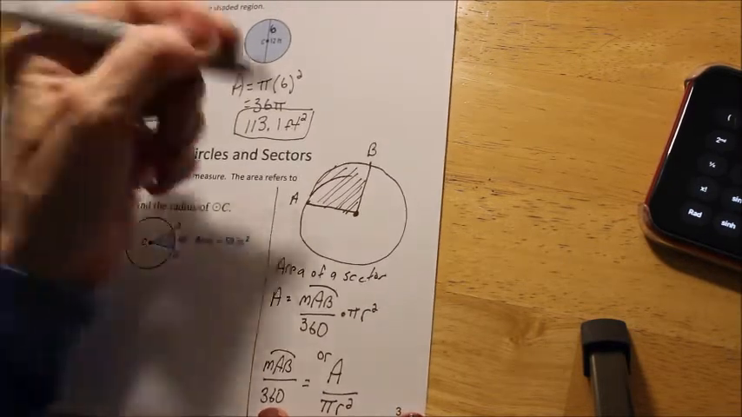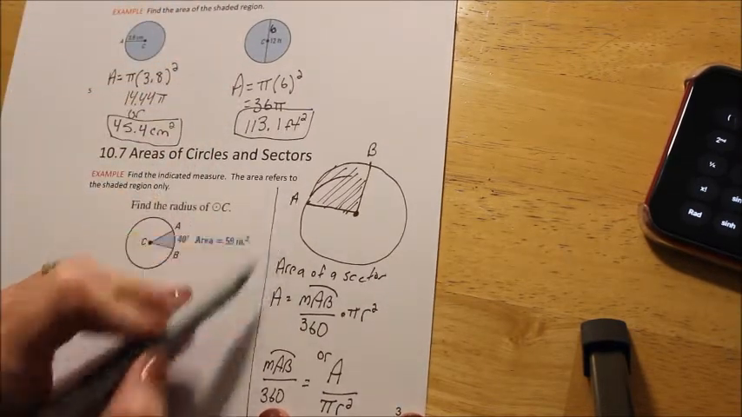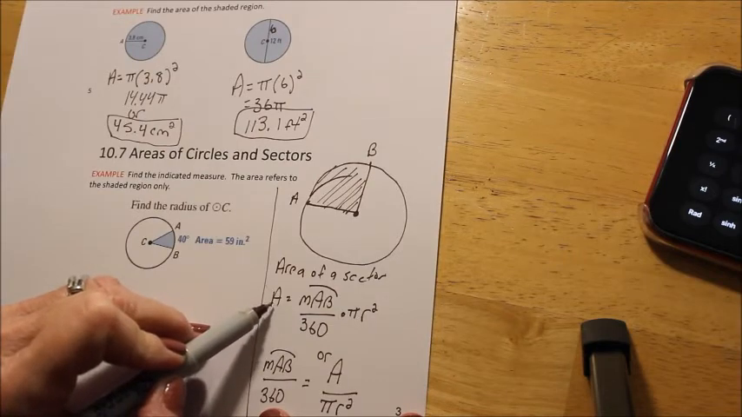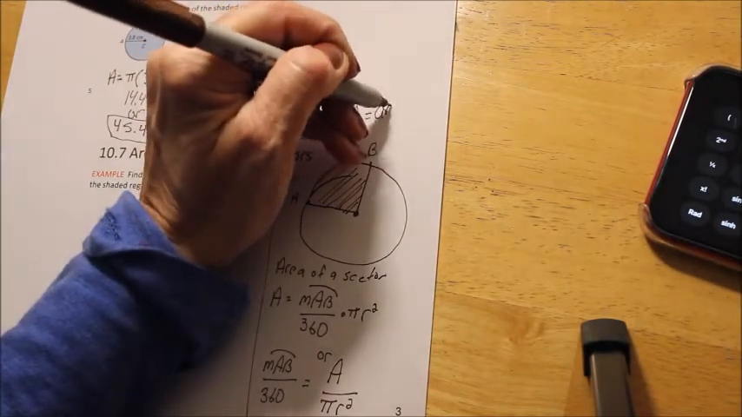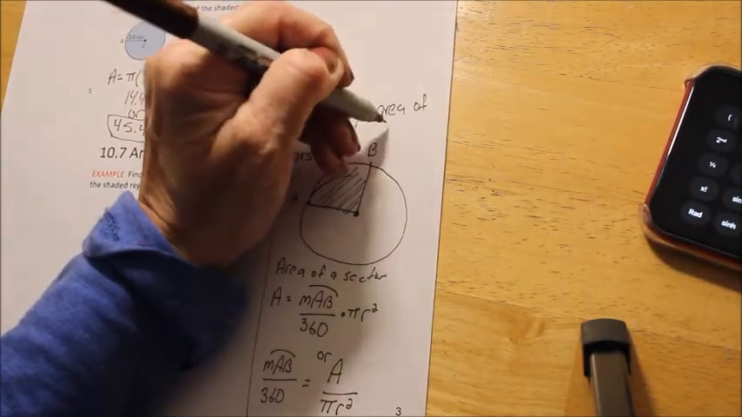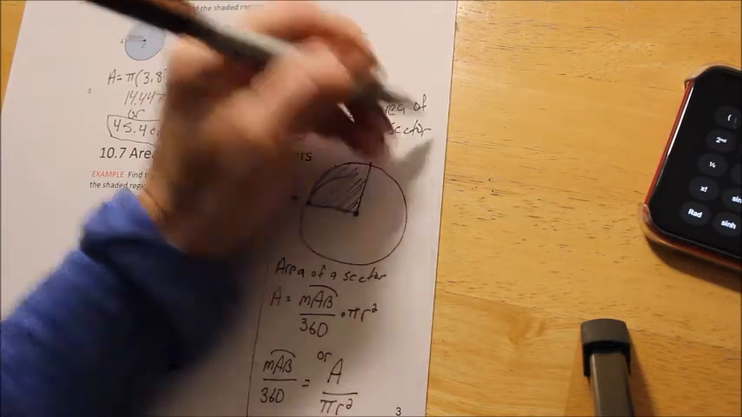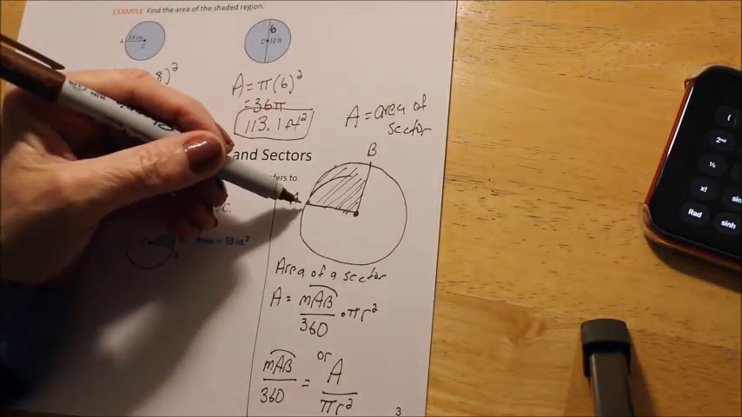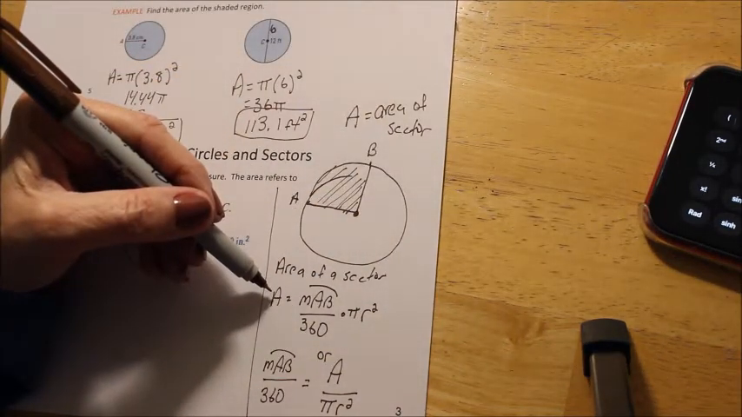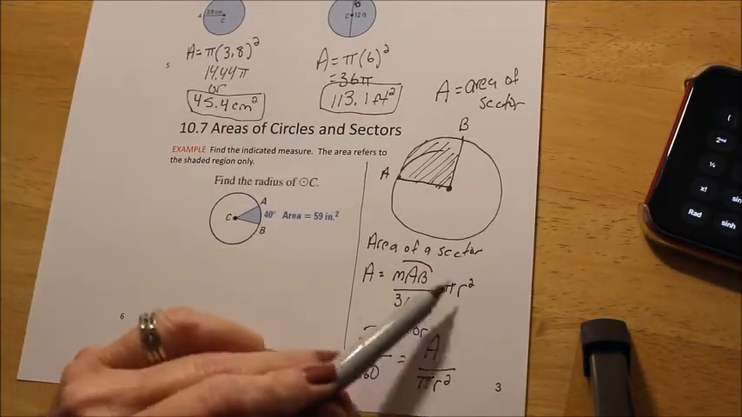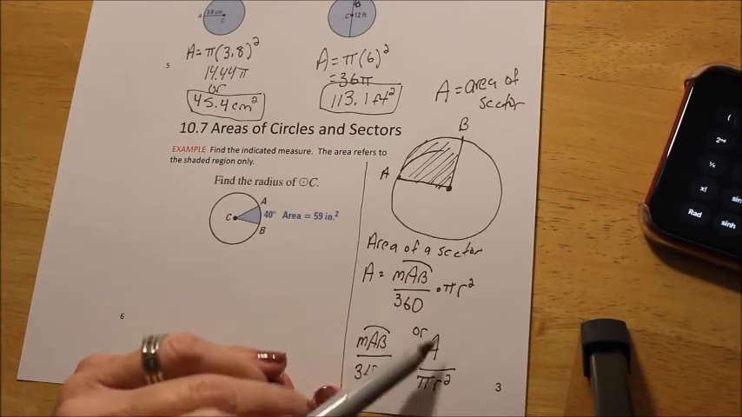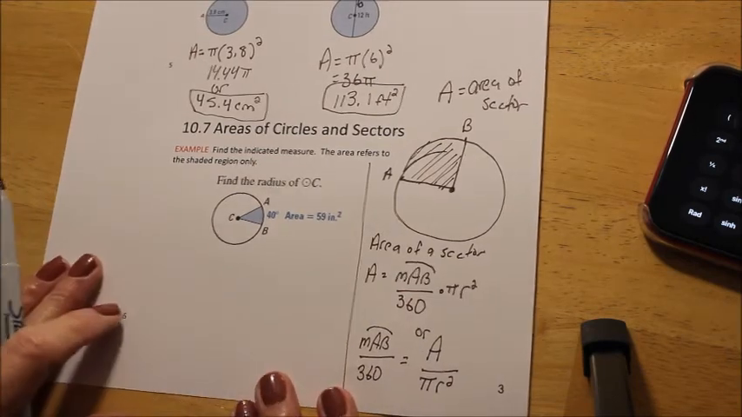So let's define what I use this A here. This capital A stands for the area of the sector, not to be confused with the point A. Okay, so that's what this means down here. It's the area of the sector. So as an example, if you're looking for the area of the sector, go ahead and use the top formula. If you're looking for anything else, you're going to use the bottom formula.